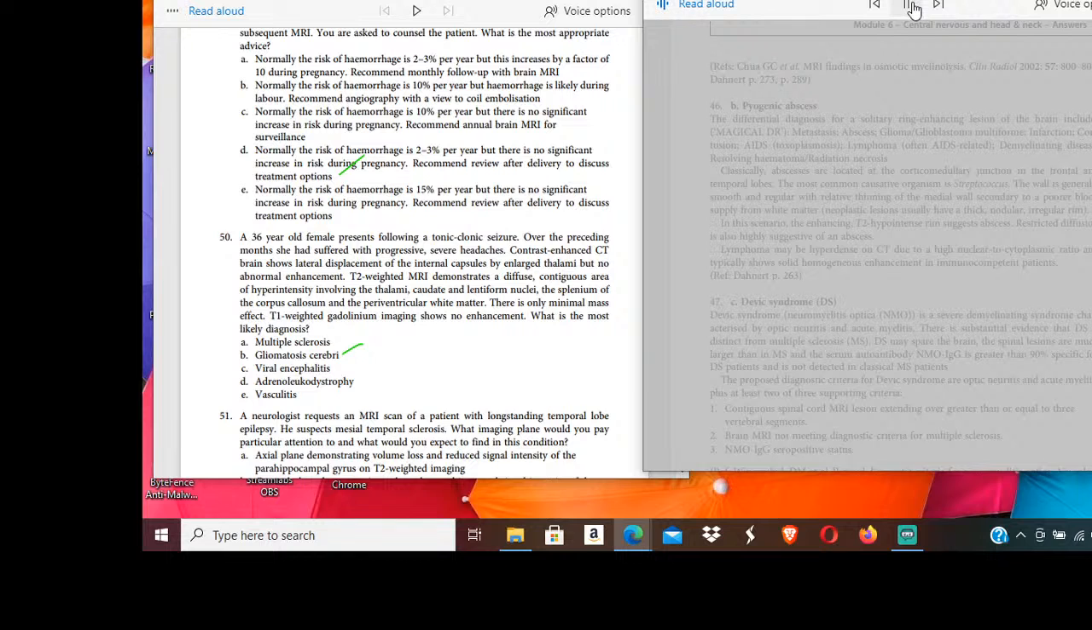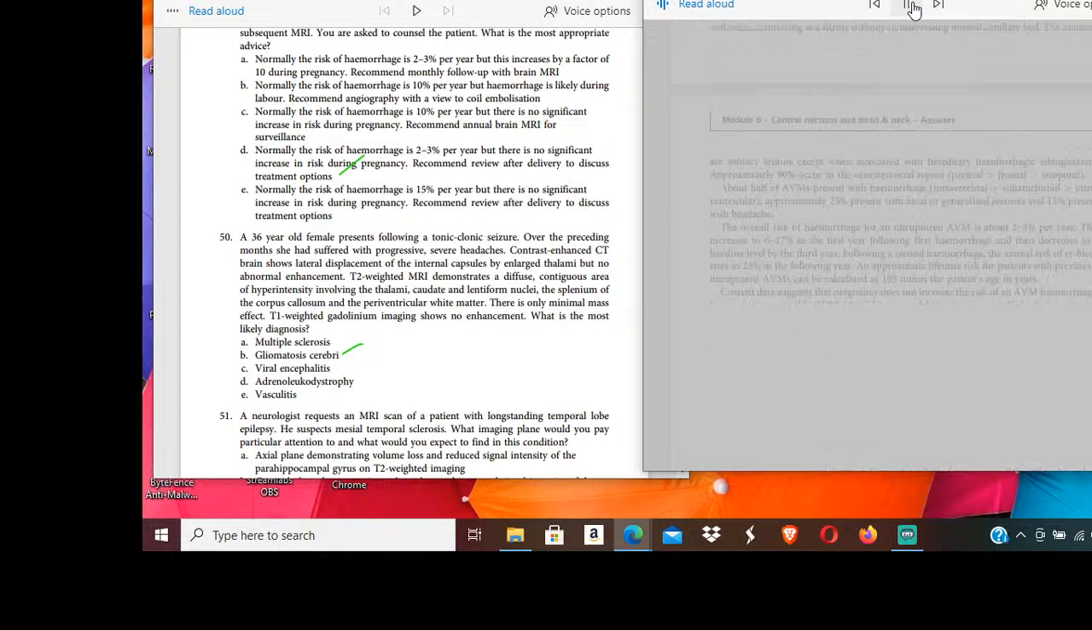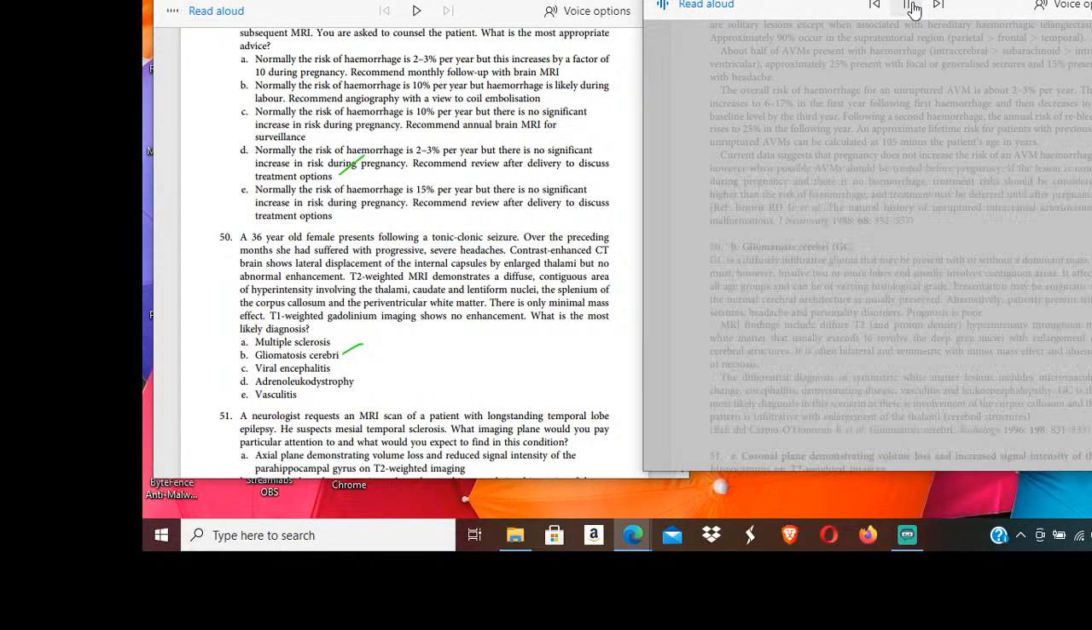are solitary lesions except when associated with hereditary hemorrhagic telangiectasia. Approximately 90% occur in the supratentorial region: parietal, frontal, temporal. About half of AVMs present with hemorrhage: intracerebral, subarachnoid, intraventricular. Approximately 25% present with focal or generalized seizures, and 15% present with headache. The overall risk of hemorrhage for an unruptured AVM is about 2-3% per year.